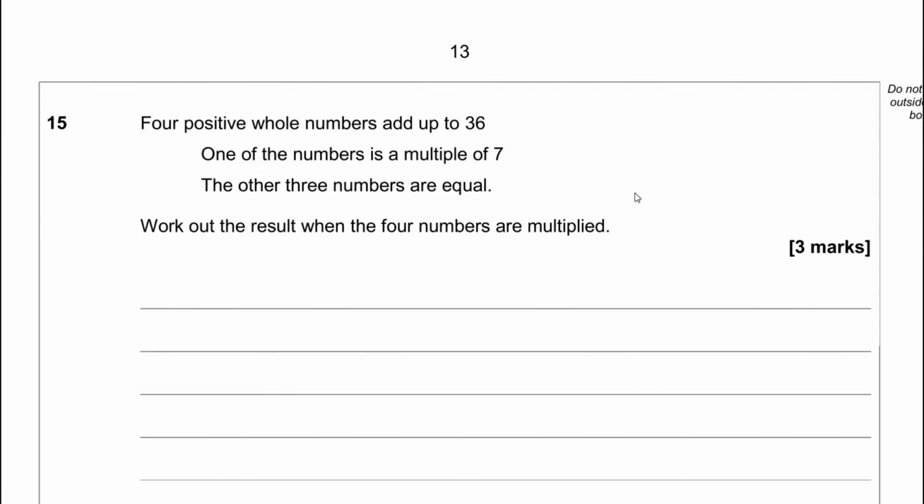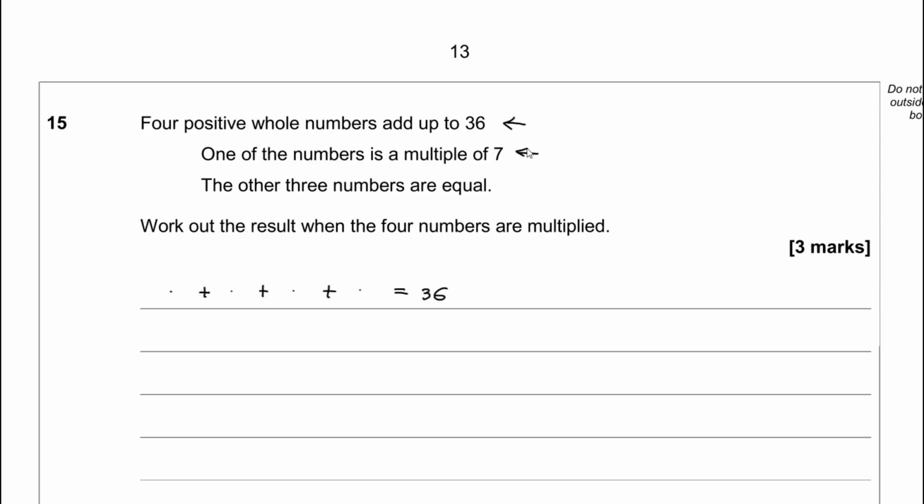Question 15. Four positive whole numbers add up to 36. One of the numbers is a multiple of 7. The other three numbers are equal. Work out the result when the four numbers are multiplied. Okay, let's use this information one by one, starting from this one. Four positive whole numbers add up to 36. If we have four positive numbers, one, and then add the other one, and then the other one again, so 1, 2, 3, 4 numbers, there will be 36.